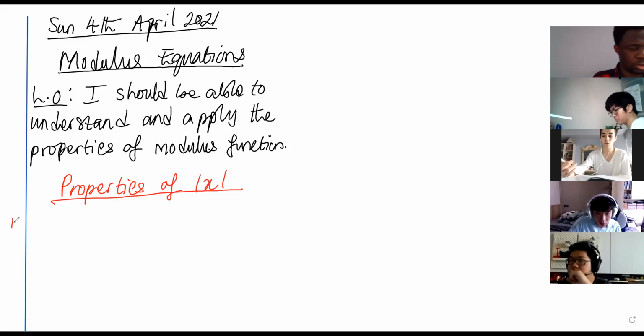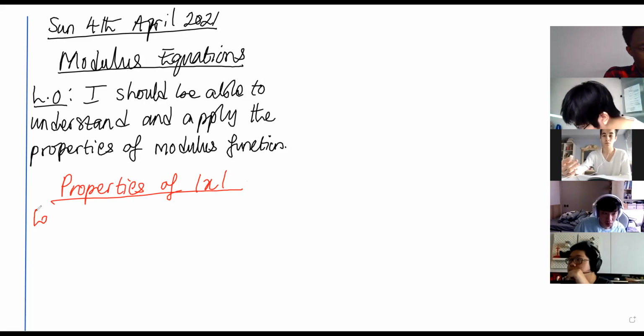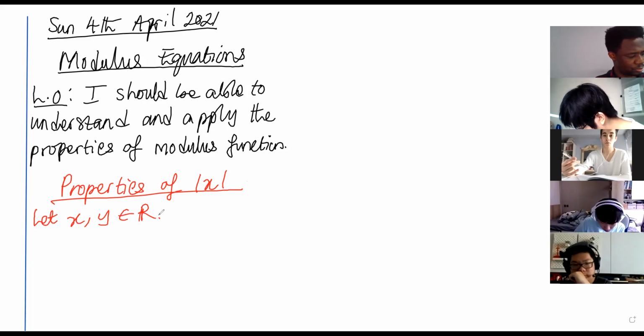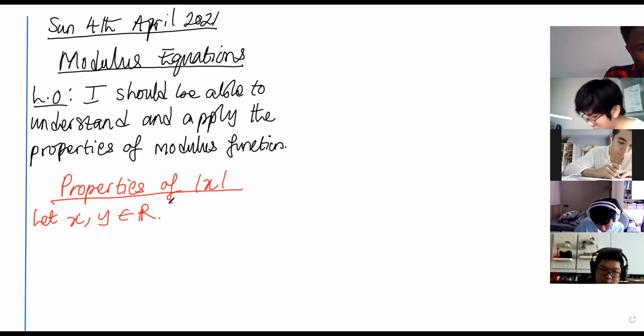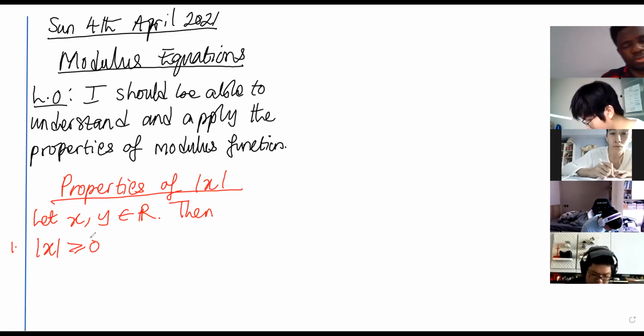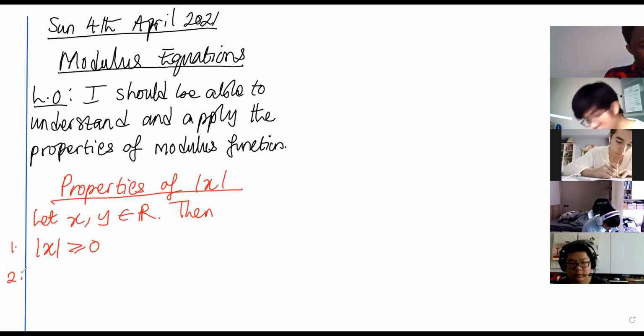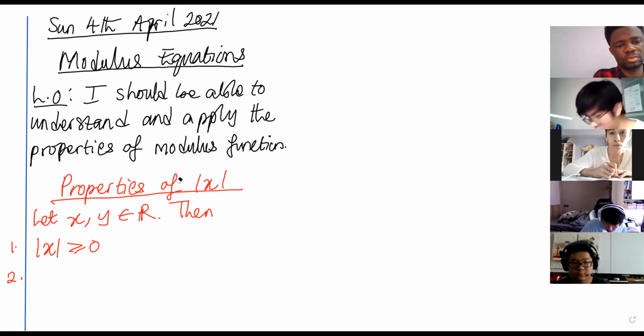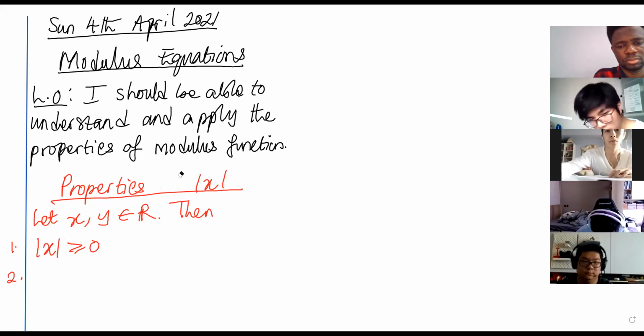So I'll start by saying let X and Y be real numbers. Okay. Then absolute value of X is non-negative. So it could be 0 or positive. It can never be negative. We've learned that in the graph. We've seen that in the graph. Understand?